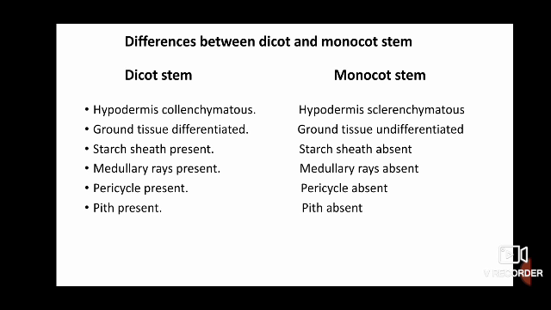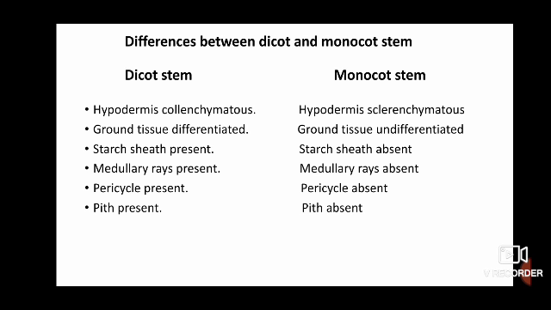In the dicot stem, there is hypodermis which is made up of collenchyma. In the monocot stem, hypodermis is made up of sclerenchyma. In the dicot stem, the ground tissue or cortex is differentiated into outer collenchymatous, middle chlorenchymatous and inner parenchymatous and innermost endodermis. In the monocot stem, the ground tissue is undifferentiated, or it may be just differentiated into hypodermal sclerenchymatous cells and general ground tissue made up of parenchymatous cells with intercellular spaces.